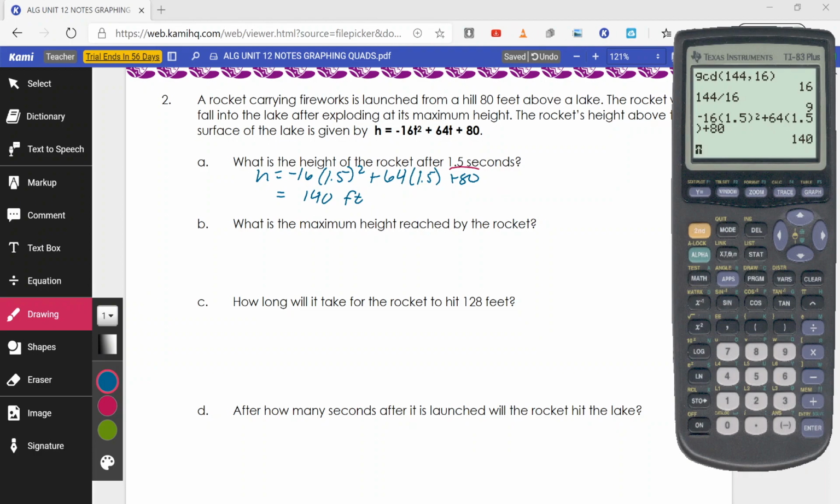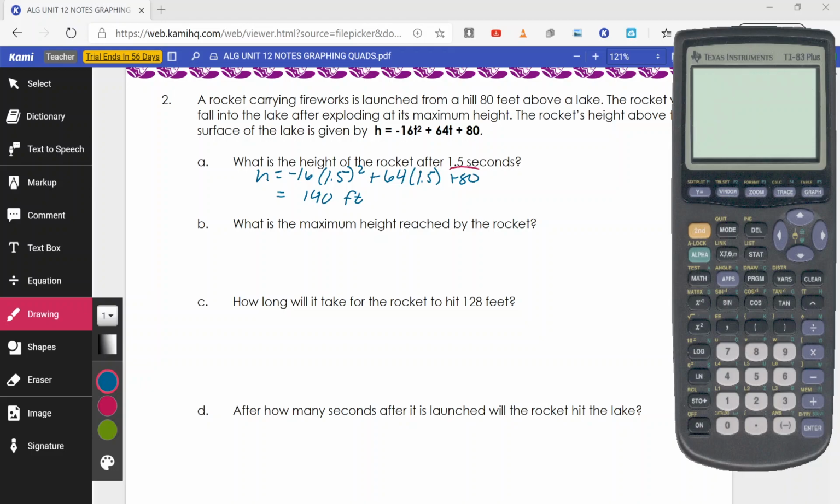So what I'll do is I'll go back and change the table. The change in the table is just going to be 1, and I'll start at 0. So we go to y equals negative 16x squared plus 64x plus 80.